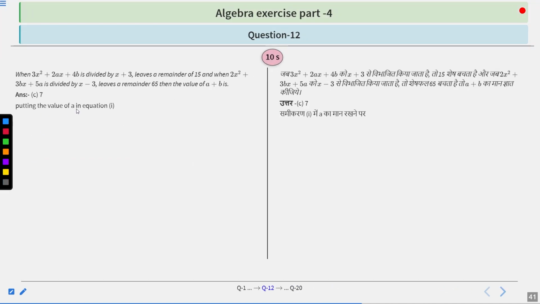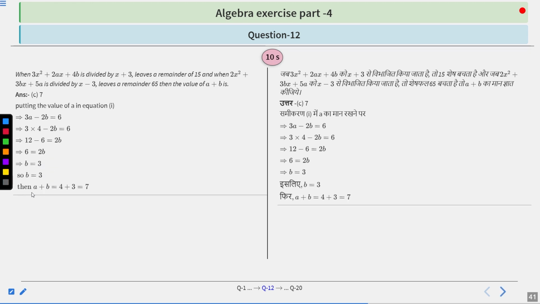Putting the value of a in equation 1, 3a minus 2b is equal to 6. So putting the value of a, 3 into 4 minus 2b is equal to 6. 3 into 4 is 12, minus 6 is equal to 2b. 12 minus 6 is 6, that is 6 equal to 2b, then b is equal to 3. We have to find the value of a plus b. So a plus b is 3 plus 4, that is 7. Option number C, 7 is the correct answer.